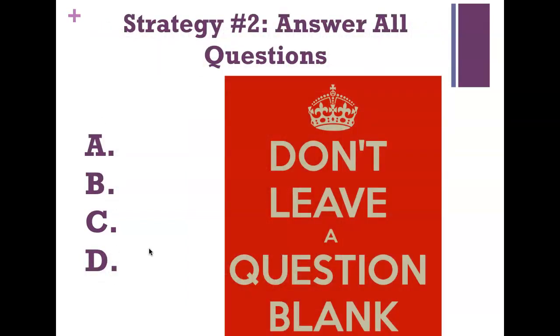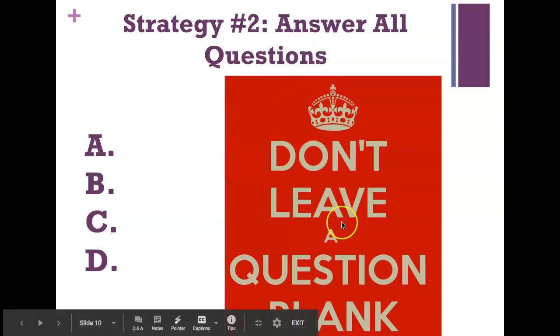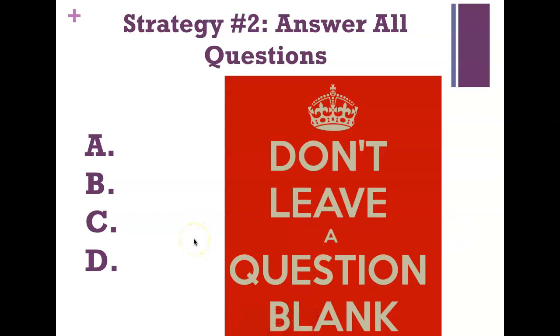This one is really, really important. This strategy number 2, answer all questions all the time. So you never, ever want to leave an answer choice blank. You get penalized more if you leave an answer choice blank than if you were to answer with the incorrect answer, if that makes sense. So that's something that is a really easy way to bump up your score.